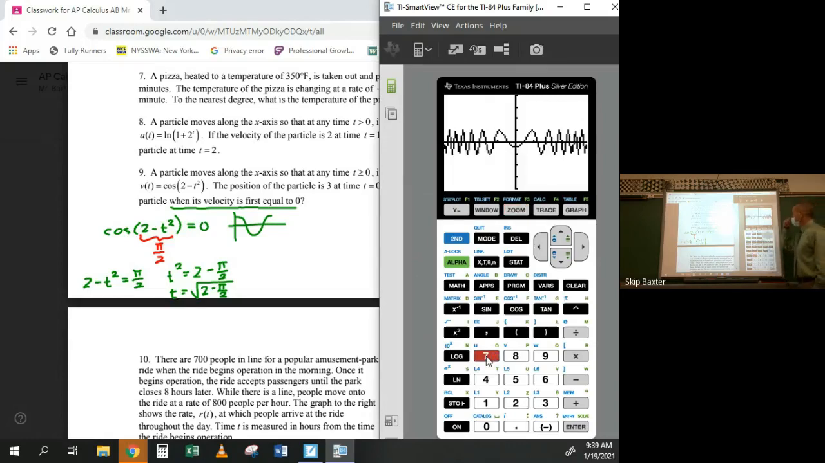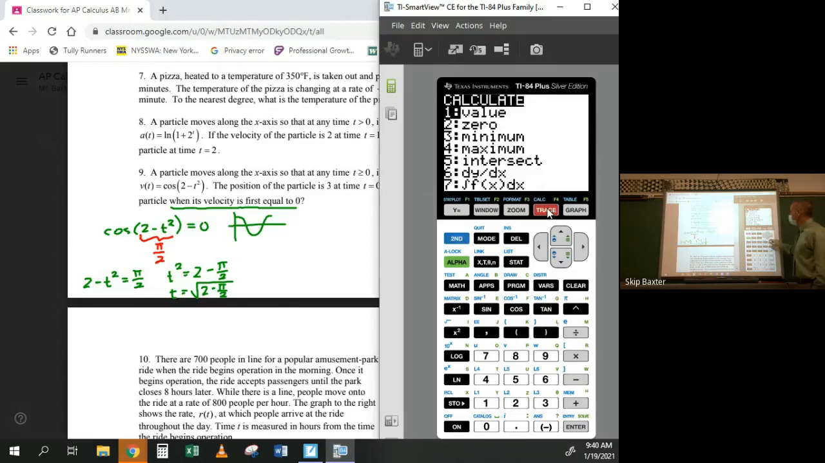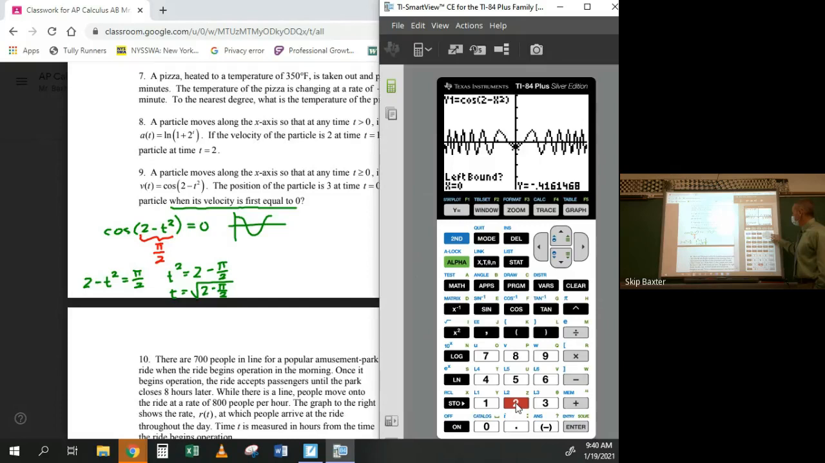All right. So let me see. I want to figure out the first time that it equals 0. So that would be that point right there. So second calc, find the 0, and left bound, right bound. Yes. Remember, you're allowed to solve equations using your calculator, and that's what I'm doing. I'm solving an equation using my calculator.